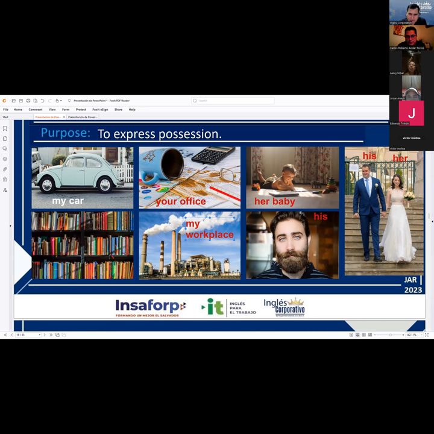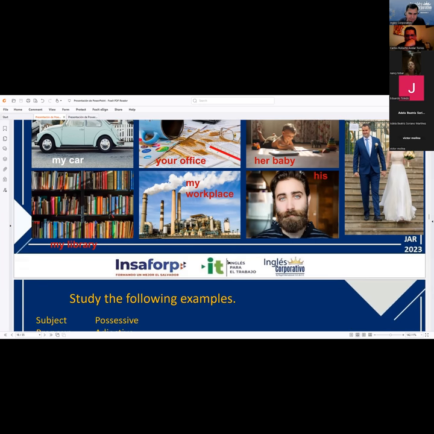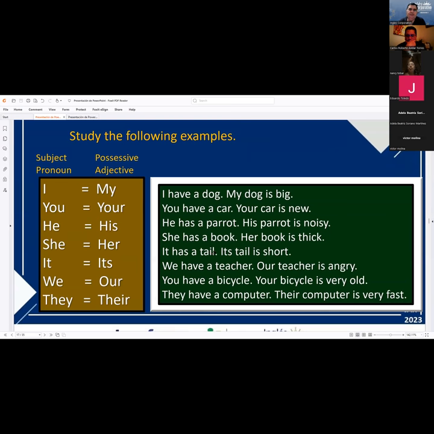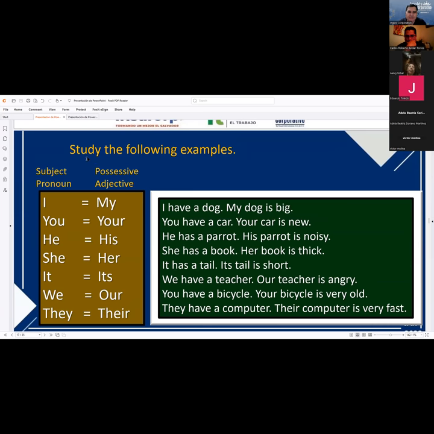Workplace. My only workplace. And this one, my book. My books. The library. My library. Possessives. Study the following example.